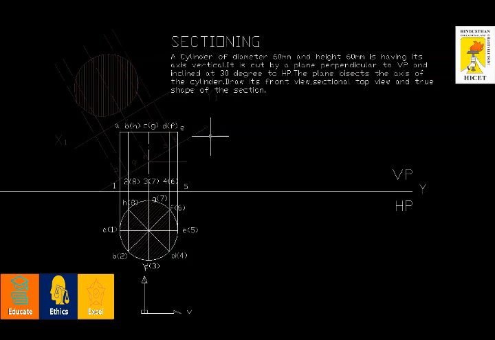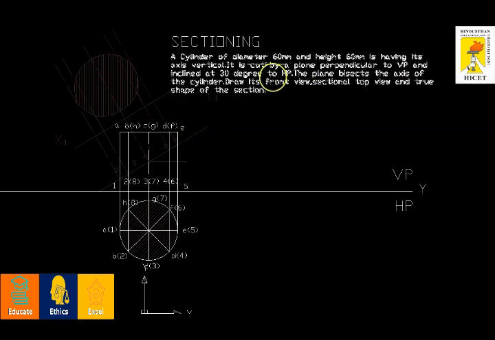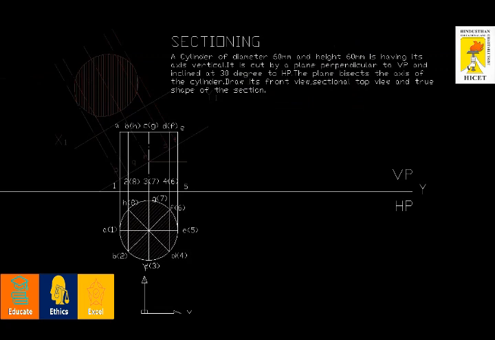The second part will be, I have to move on to my cutting plane. The position of the cutting plane, where it is and how it is given. It is inclined 30 degrees to HP, perpendicular to VP, and that cutting plane bisects the axis. Bisects in the sense it is equal halves. Which means the total height of the cylinder is 60, so I am going to divide the 60 into equal halves.